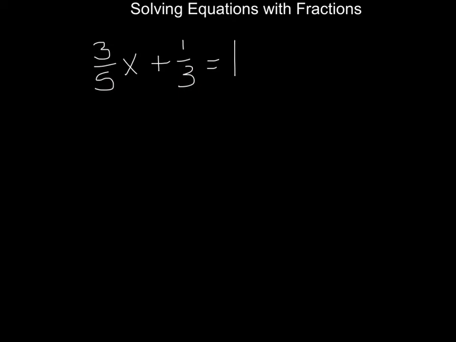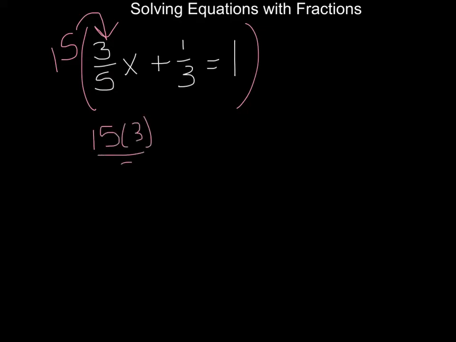So I see a denominator of 5 and a denominator of 3. I want to multiply this whole equation by 15 because both of these go into 15. Okay, so let's make sure we multiply the whole equation by 15, each term in it. So I'm going to do 15 times 3/5 x, or that's also the same as 15 times 3 divided by 5. So I can do 15 times 3 over 5 x plus 15 times a third.